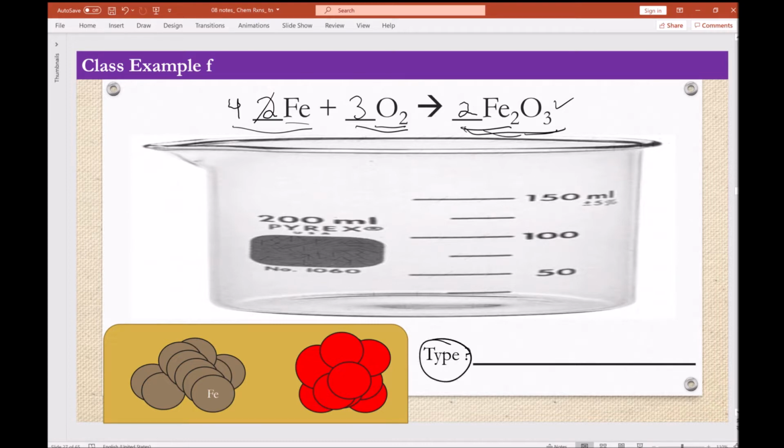What type of reaction has occurred? I have iron and I have the presence of oxygen. Is it producing carbon dioxide or water? It is not. It is producing one compound, iron oxide. So this is not a combustion reaction, even though there is oxygen present, but it is a synthesis reaction. For example, A and B combine to produce AB.